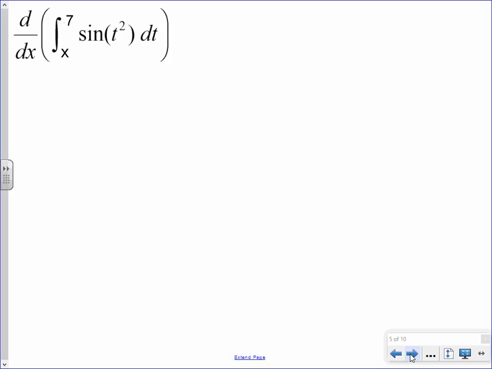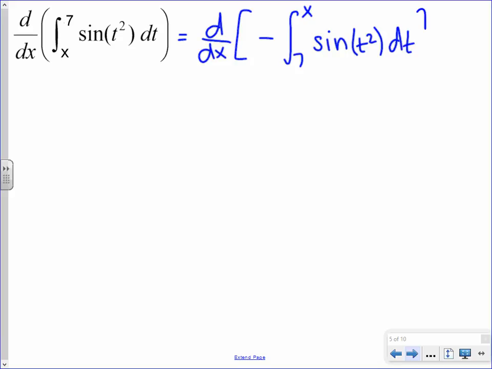Okay, remember we have that property that the integral from a to b is the opposite of the integral from b to a. So in order to be able to use the fundamental theorem of calculus, we need this to be the integral from 7 to x, which we know is going to be the opposite of the integral from x to 7. So now we can say, all right, a derivative and antiderivative undo each other, so we have negative sine of x squared.